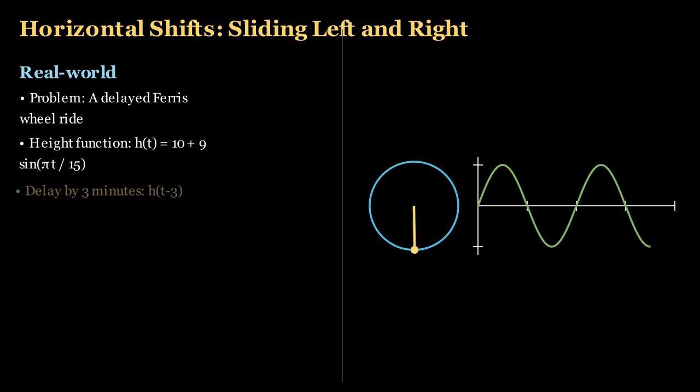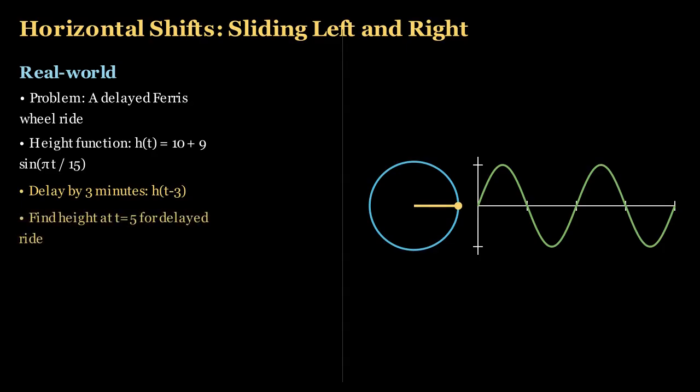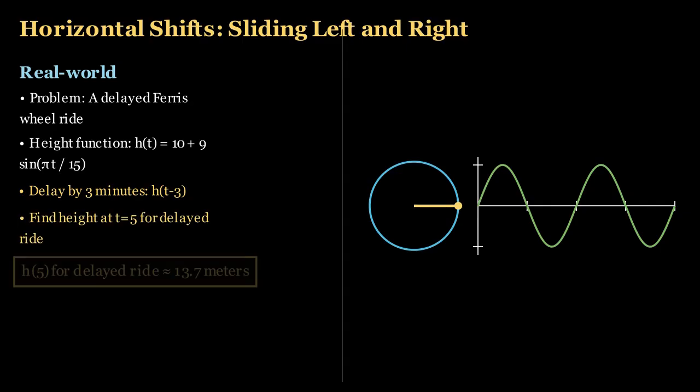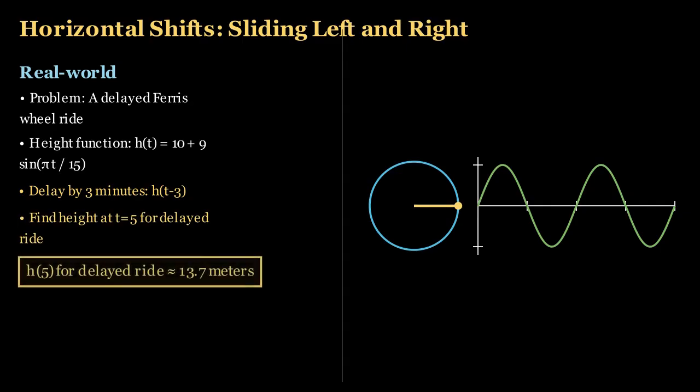To find your height at t equals 5 minutes for the delayed ride, plug t equals 5 into the shifted function. That gives 10 plus 9 times the sine of pi times 2 over 15. The sine of pi times 2 over 15 is about 0.41, so 9 times 0.41 is about 3.7, plus 10 gives roughly 13.7 meters. The same method shifts any function to model real-world delays or early starts.